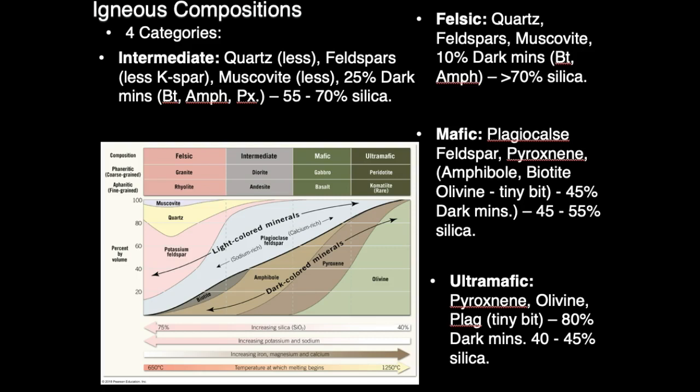For the felsic column, as you're seeing in the image right below, that specific rock type contains quartz, feldspars, muscovite, and then in terms of dark minerals it is going to contain biotite and amphiboles. The amount of dark minerals that felsic rocks typically have doesn't go above 10%, so very little of it, and the silica content of felsic rocks is about 70% or greater.